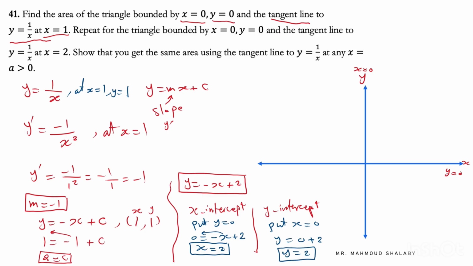Now I want to graph this line. x equals 2, so let's imagine this is 1 here, so this is 2 here, and I will mark it as 2, the x-intercept. Now y equals 2: let's say again this is approximately 1, this is 2 for example, so I will mark it as the y-intercept.